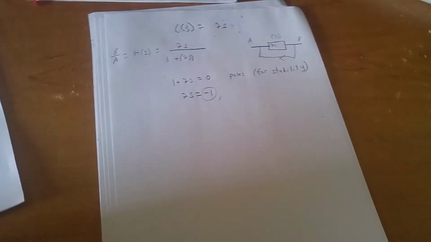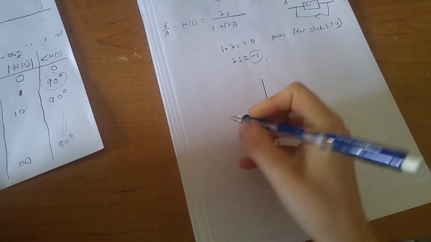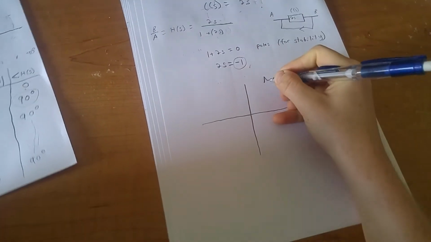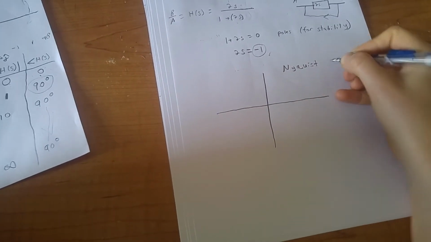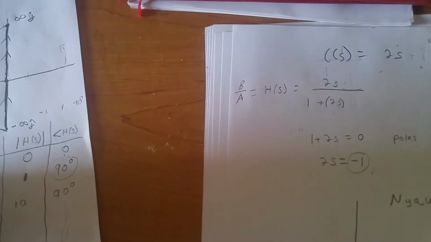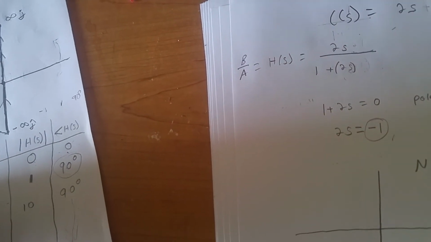So, when we graph this transfer function, or Nyquist diagram, I'm just going to type it in because I already explained how you can find the Nyquist diagram. I'm just going to look this up so I can show you how to figure out whether it's stable or not. Nyquist diagram of 2s over 1 plus 2s. In the meantime, while this thing is loading, I want you to realize something.